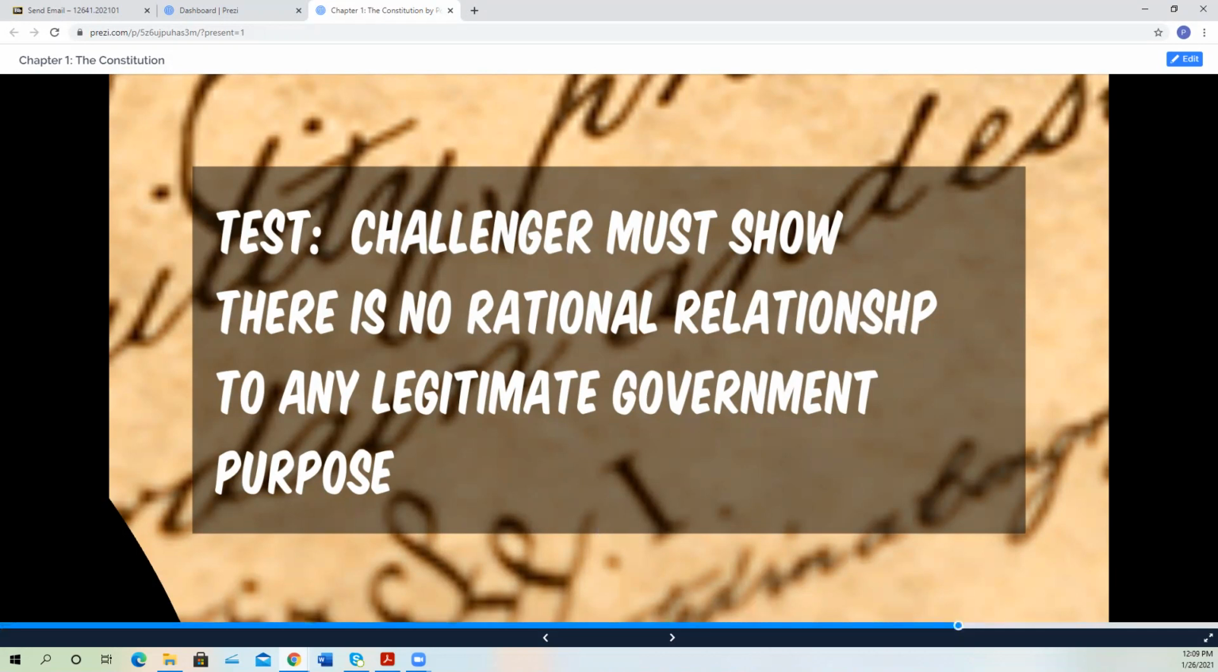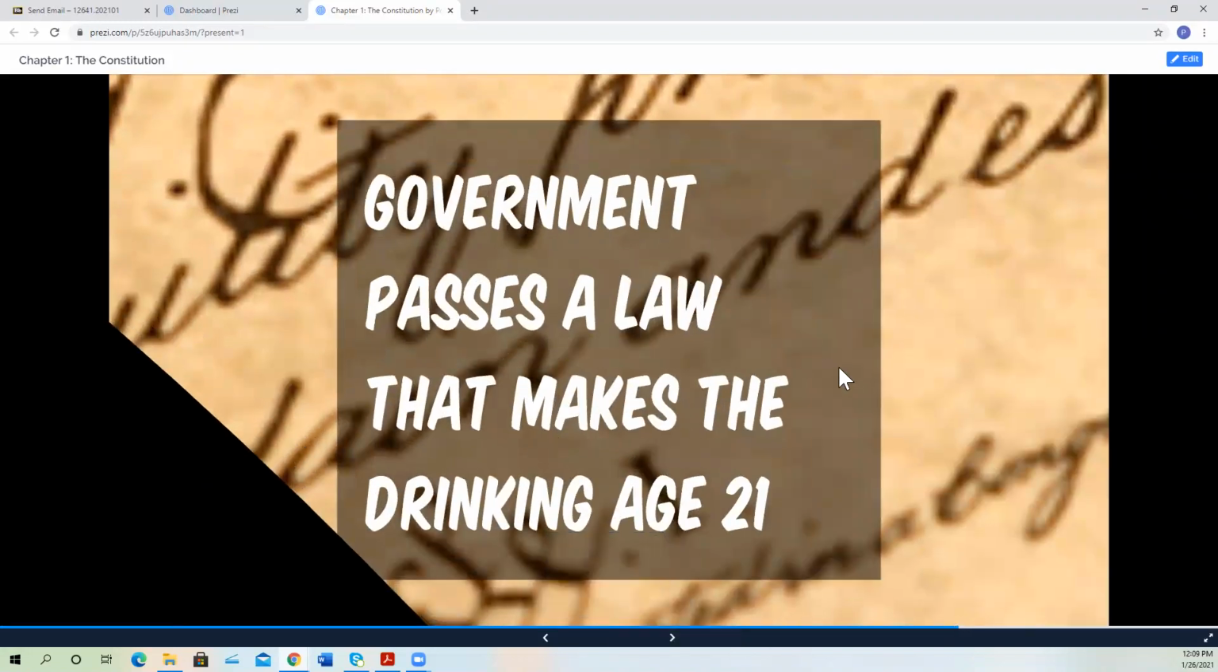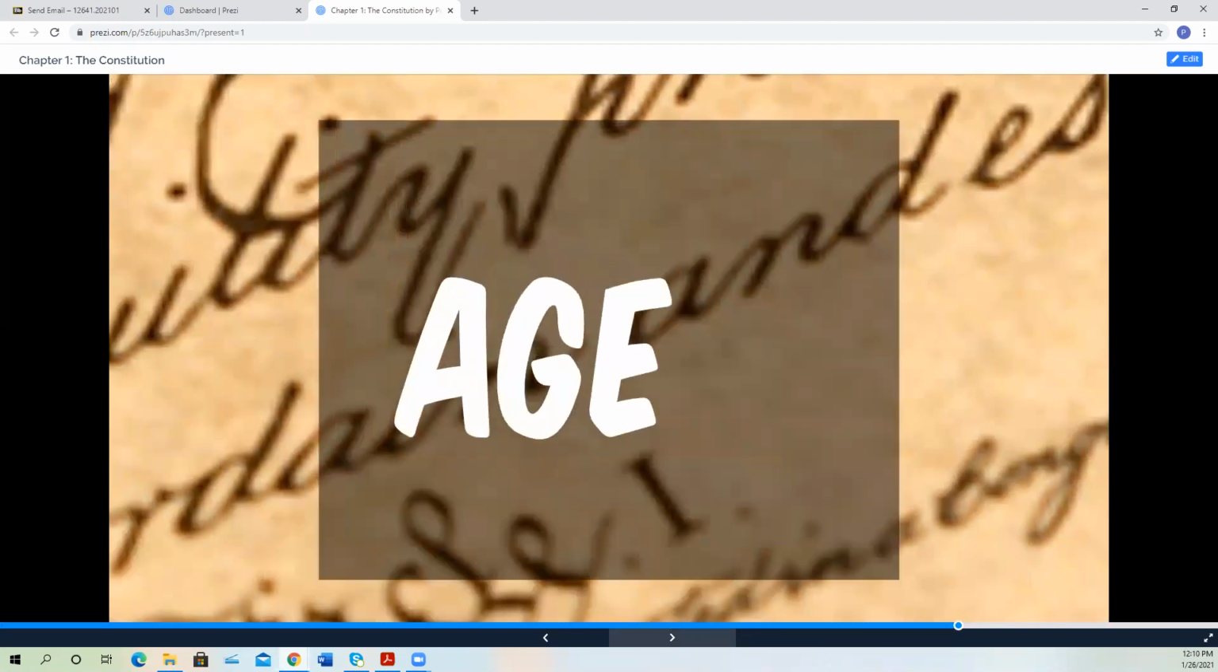Well, let's go through. So the government passes a law that makes the drinking age 21. So you'd be presented with a problem like this. The government passes a law that makes the drinking age 21, meaning under 21, you cannot drink alcohol. So now you have to determine, can the government do that? So what's the first thing we do? You look at who it affects. Who does it affect? Age.